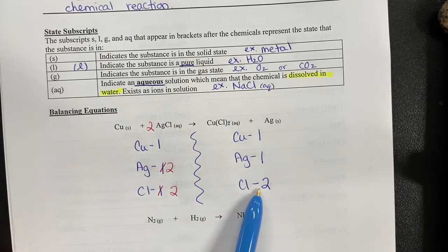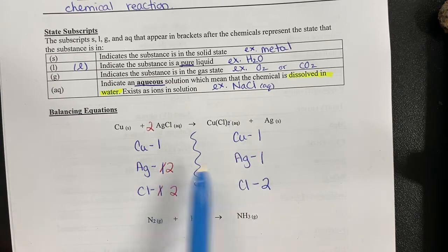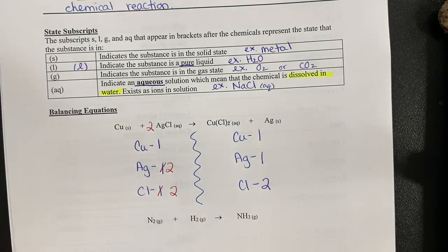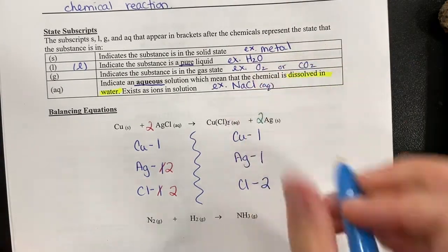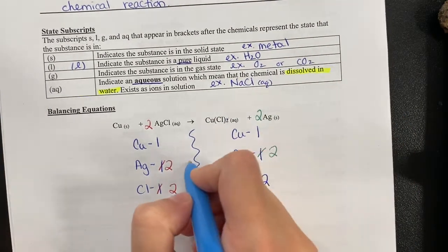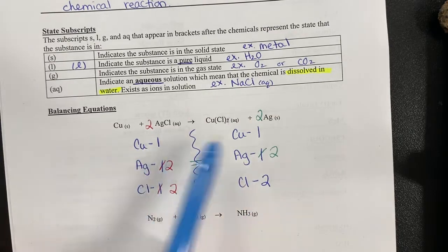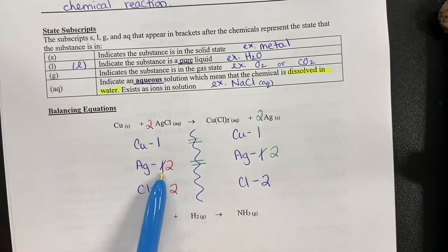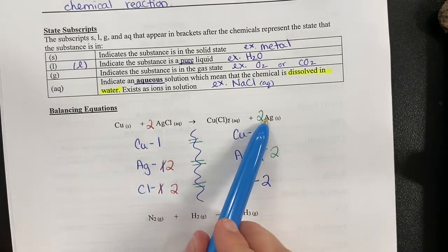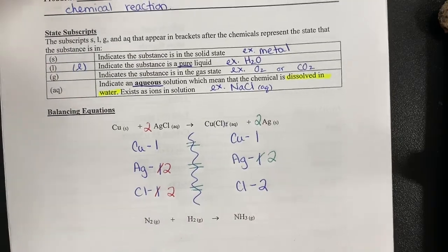So now I have 2 and 2, which is even. Copper, 1 and 1 is still even. Silver is now unbalanced. I have 2 on this side, but only 1 on that side. So I need to add a coefficient in front of this silver, which changes that to a 2, and evens that one out. So now copper 1 is good. Silver 2 and 2 is good, and chlorine 2 and 2 is good. So now I know my equation is balanced.